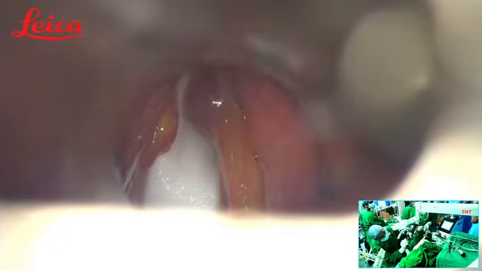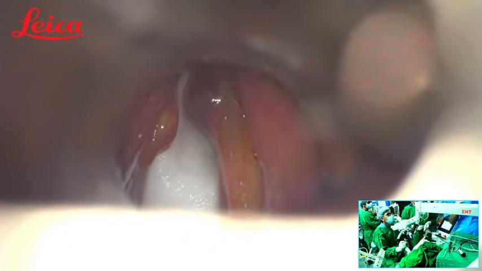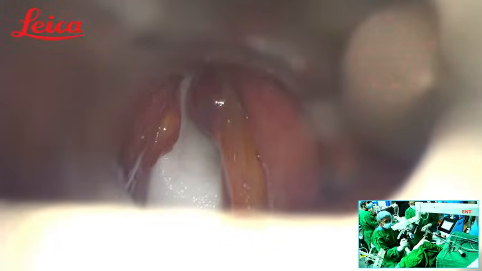Oh, it is not focusing. Ultra pulse only, yeah.